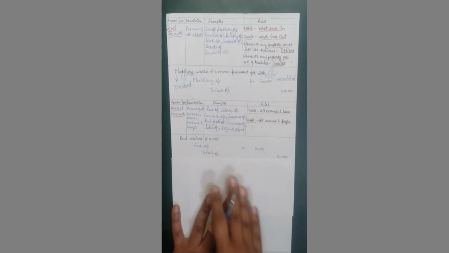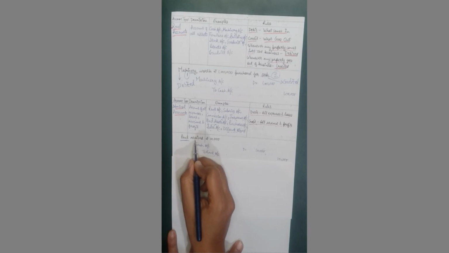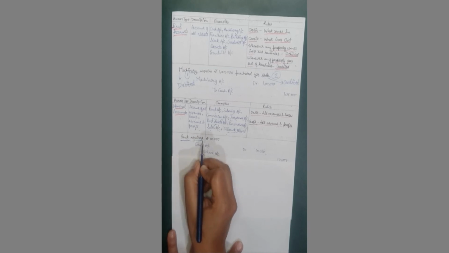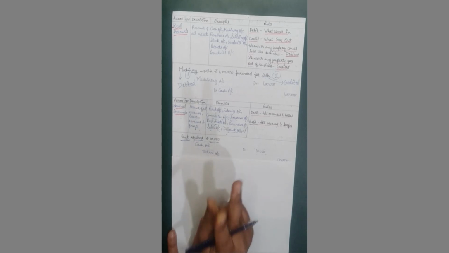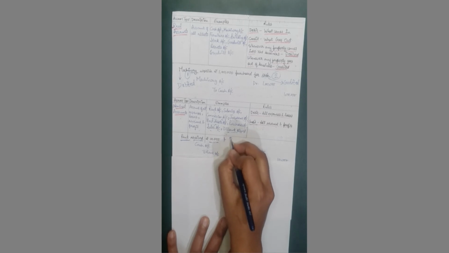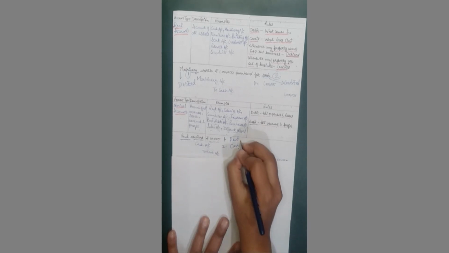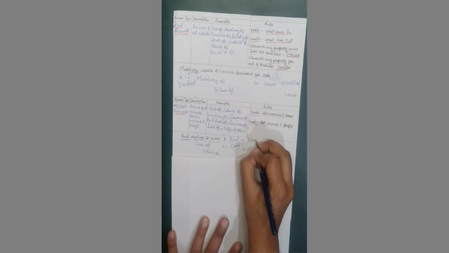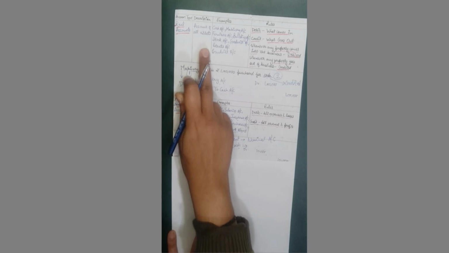Let's further understand it with the help of an example. Suppose that the rent was received in cash worth rupees 10,000. Here also two accounts are being impacted. The first account is rent and the second account is cash. Rent here is a nominal account and cash is a real account.